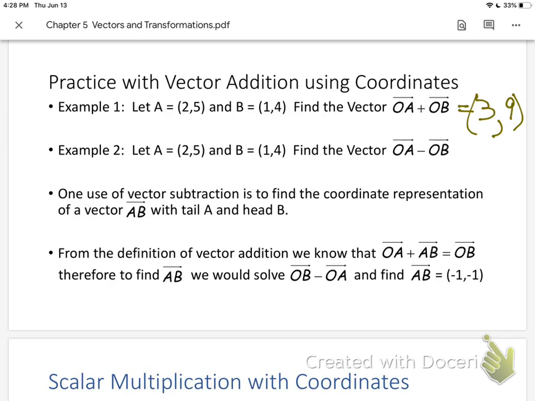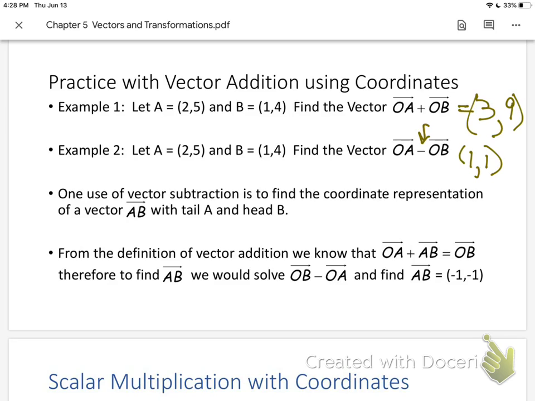Okay, again, example 2, you're going to do the same thing, only now you're going to do subtraction. So that means you're going to say 2 minus 1, and that's going to be 1, and then 5 minus 4 will also be 1. So that's a subtraction. The first example was an addition, the second was a subtraction. Then I go on to say, one use of vector subtraction is to find the coordinate representation of a vector AB with tail A and head B. Okay, so we're going to play around with that.